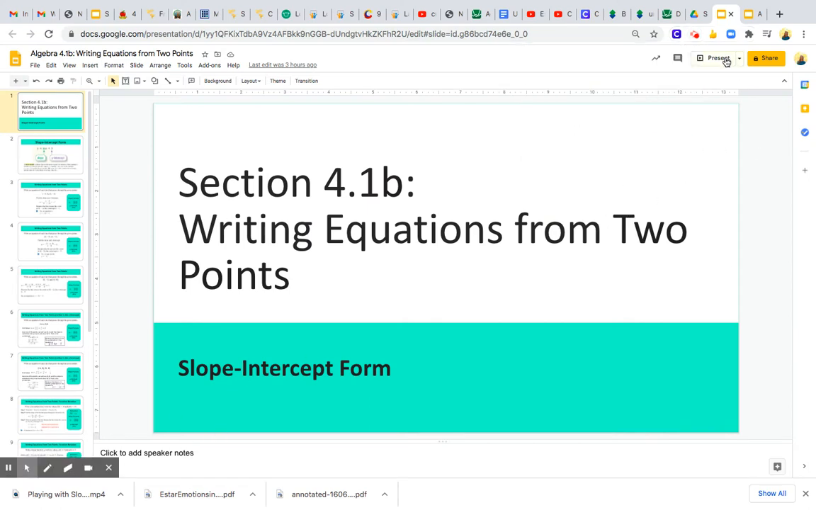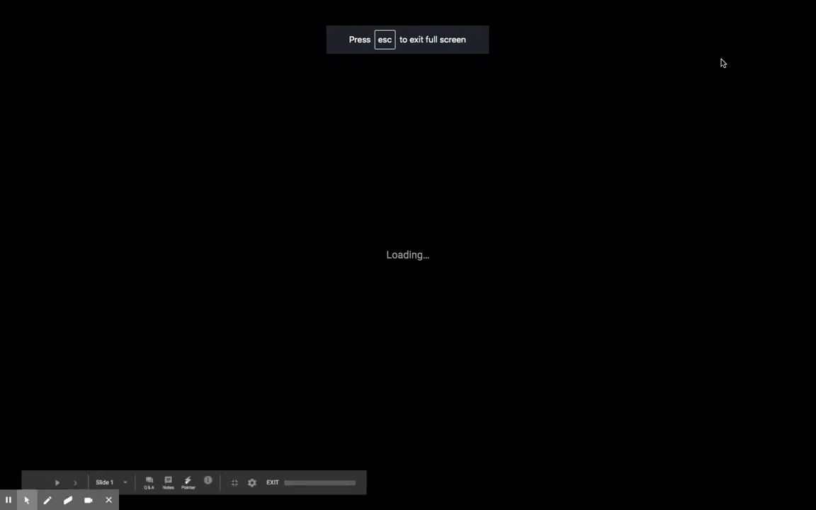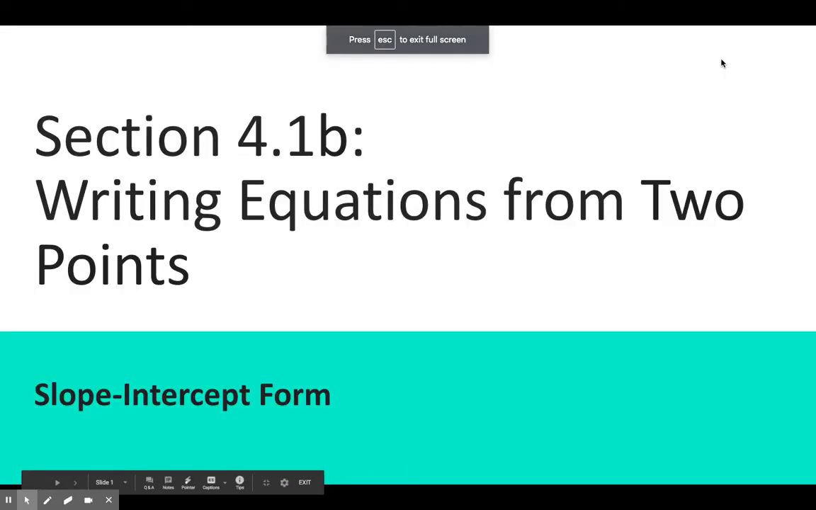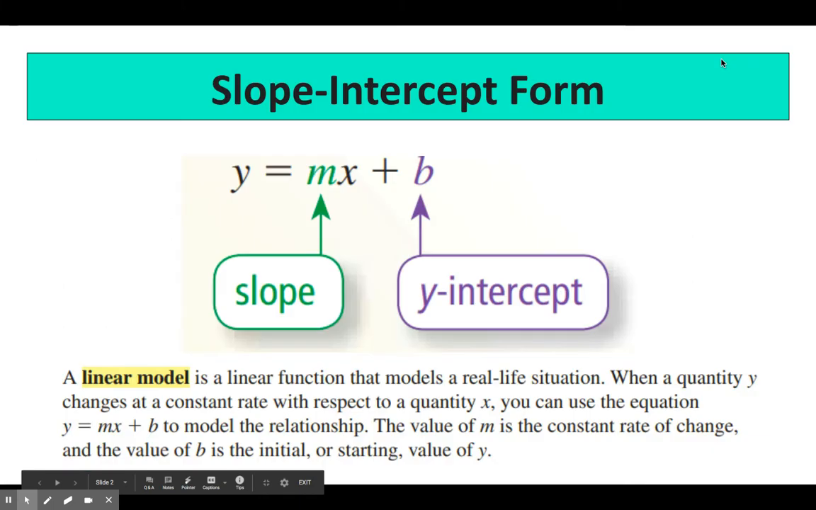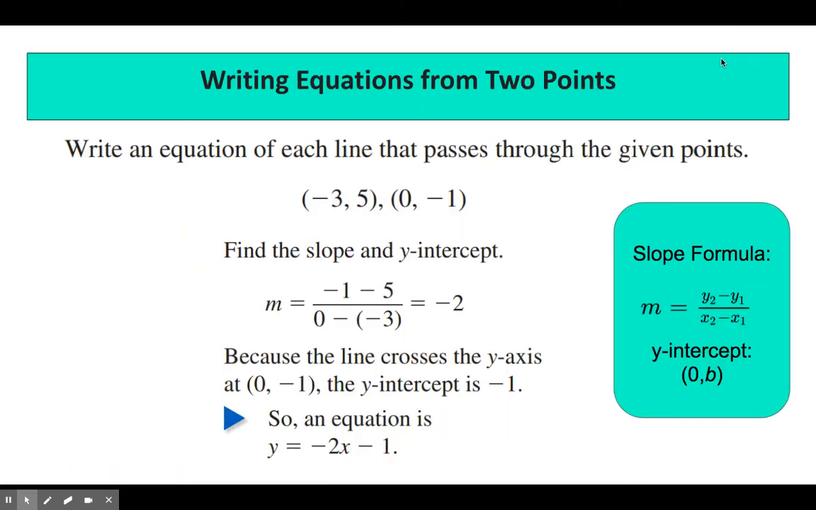Okay, so now we're going to look at the next part 2 here of section 4.1. We're continuing to write equations in slope-intercept form, y equals mx plus b. You guys remember that. Now, I want you to be able to write an equation if you're given just 2 points. So from any 2 points, you can derive an equation in slope-intercept form. The main thing to keep in mind is that you can figure out what the slope is from this.